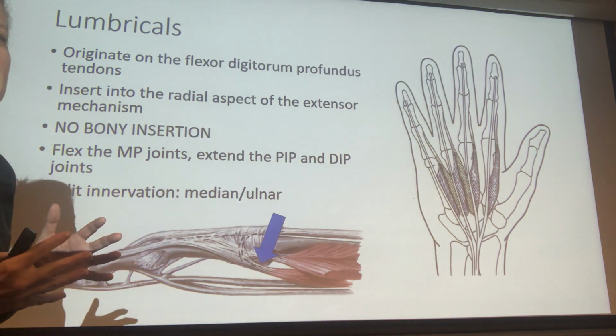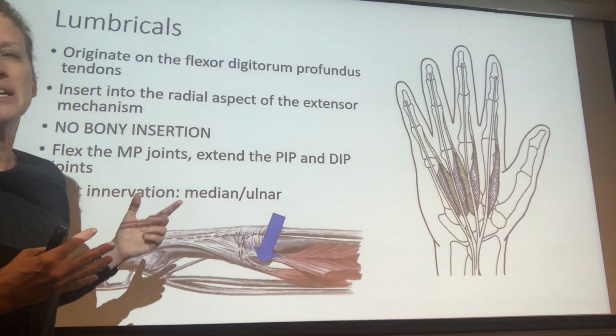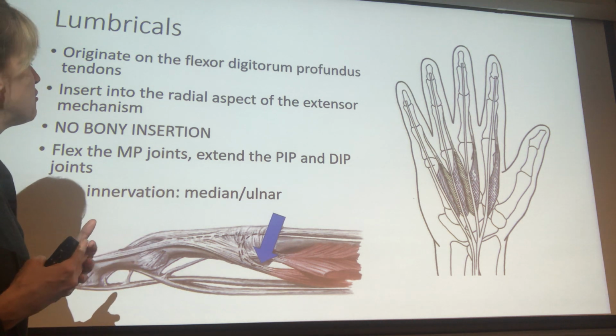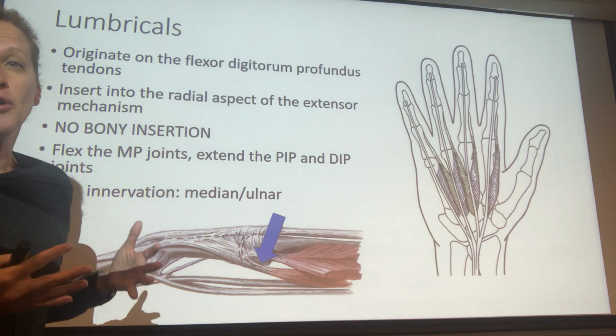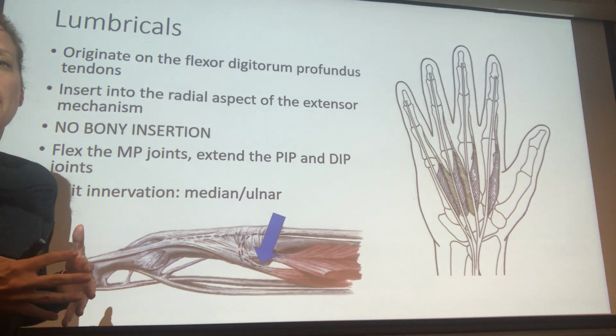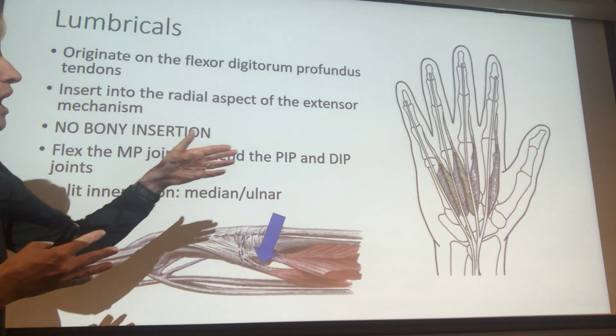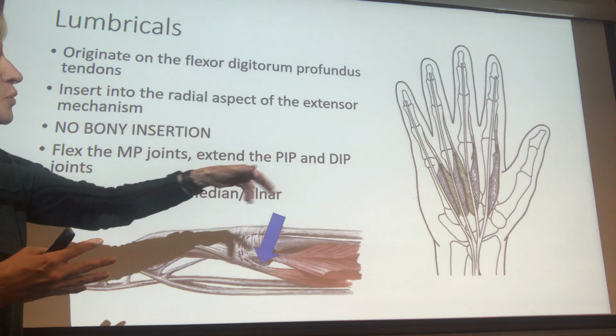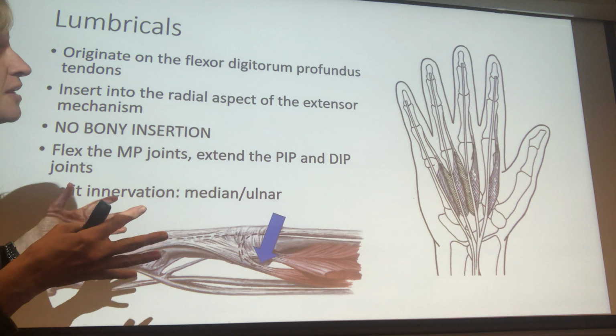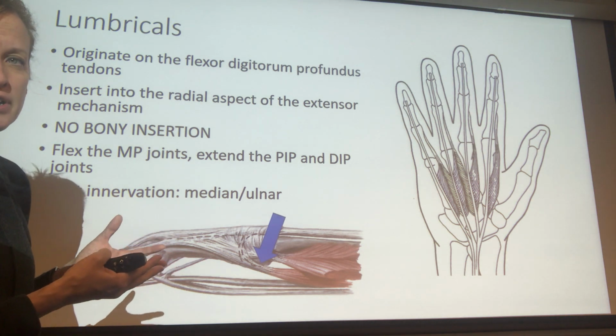So here's something strange I'm going to add, and you might be thinking, why is she talking about the lumbricals? The lumbricals are a very interesting muscle because they originate on the flexor digitorum profundus tendons. This is one of the only muscles in the body that has no bony insertion. So when you're thinking about the lumbricals, I want you to look at the photo on your right, and what you're looking at is basically the lumbricals originating off the profundus tendon.